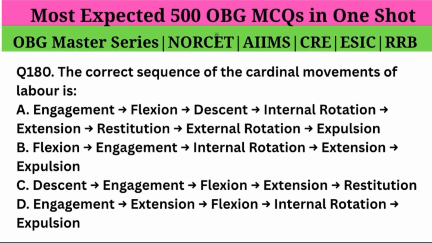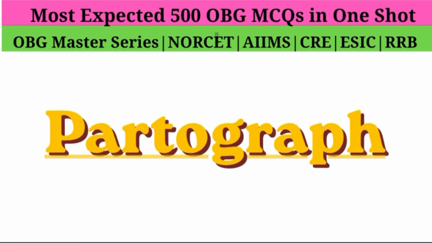Next question, it's a very important question. The correct sequence of the cardinal movement of labor is. Your correct option is option A, engagement, flexion, descent, internal rotation, extension, restitution, external rotation, and expulsion. Next topic is partograph.